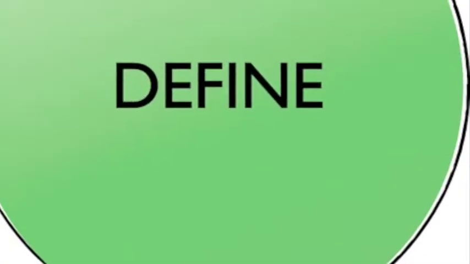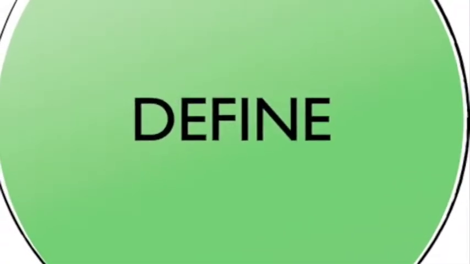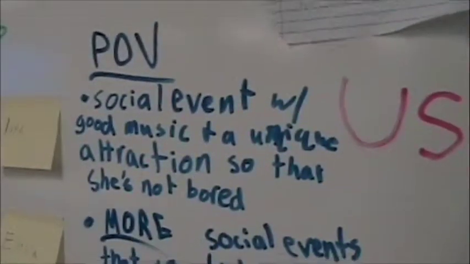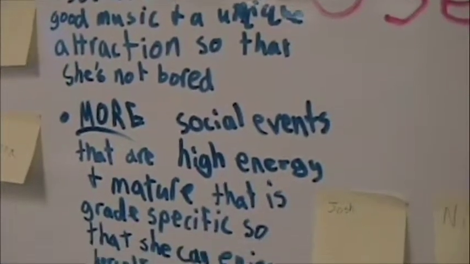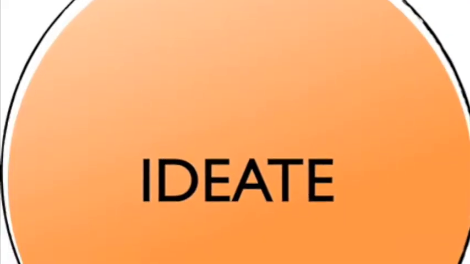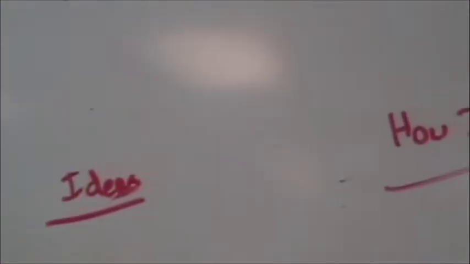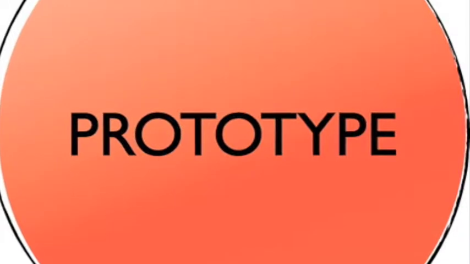The third step in design thinking is defining your goal. The fourth step in design thinking is ideating, or generating ideas. The fifth step in design thinking is creating a prototype.